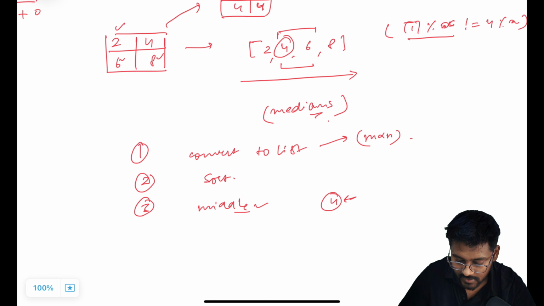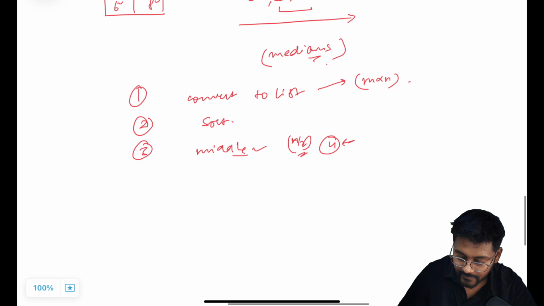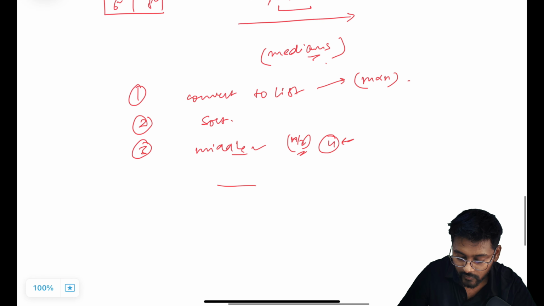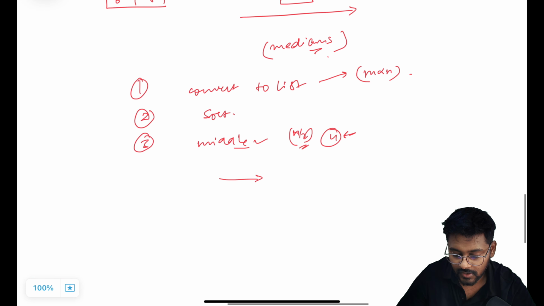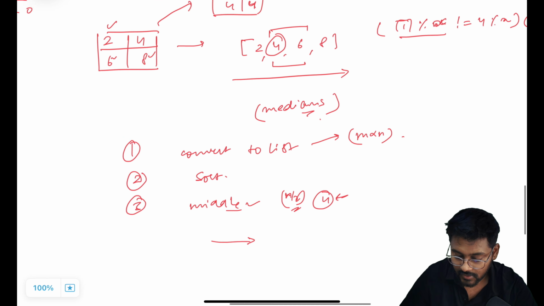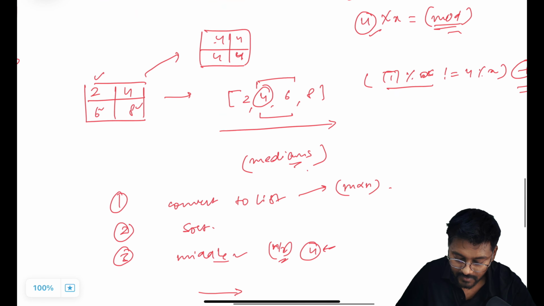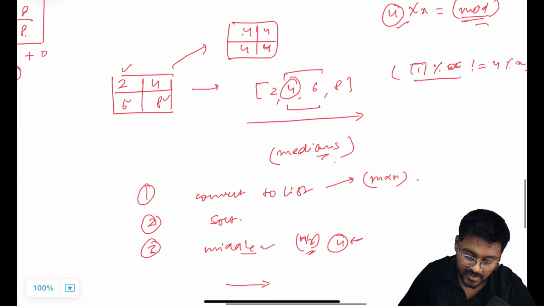So converting to list, m cross n size list, sorting is m cross n log m cross n time complexity for sorting. Finding the middle element, directly find the middle element n by 2, whatever is the value, and after that just do one more iteration and figure out the number of operations required.